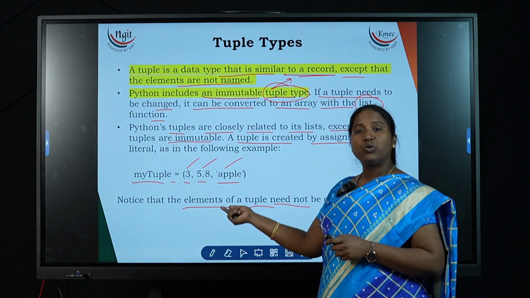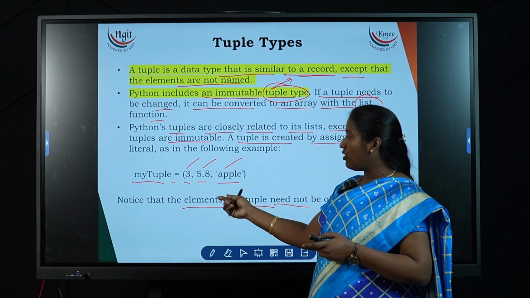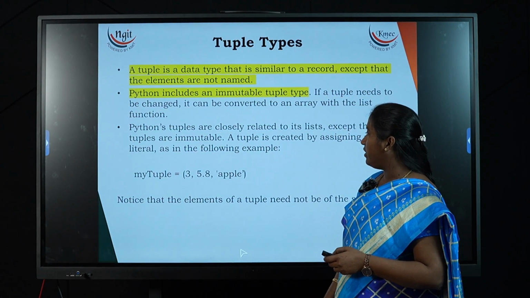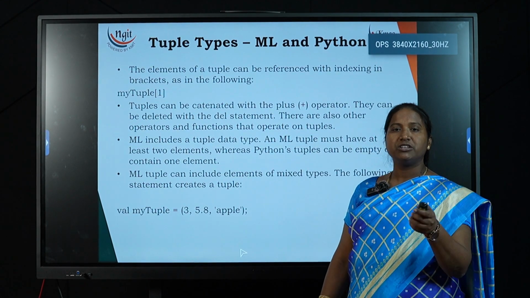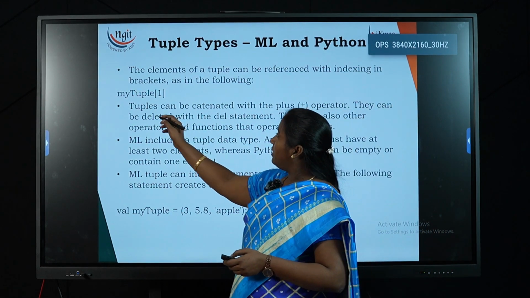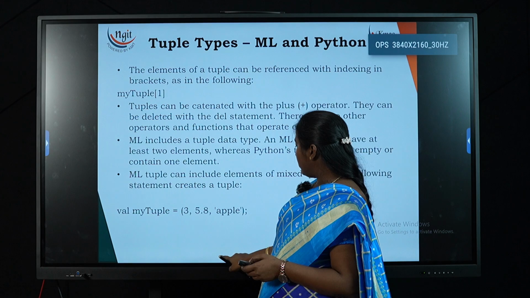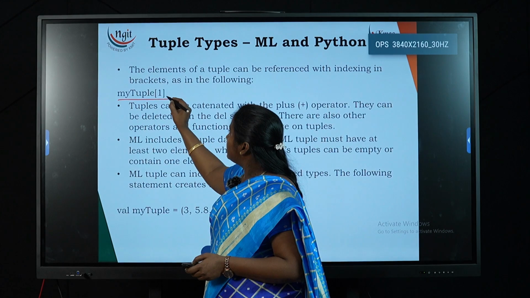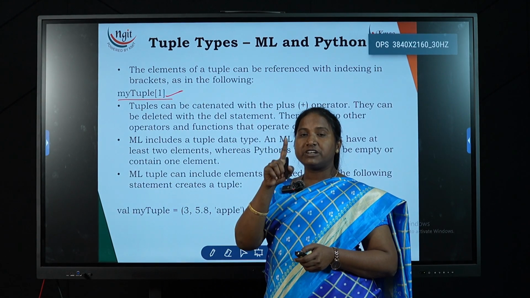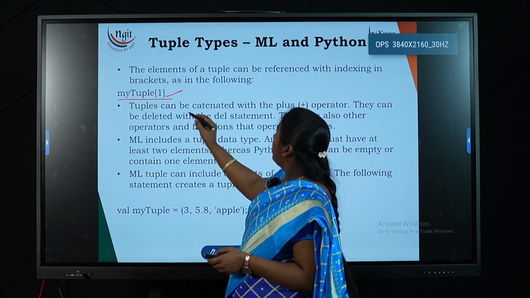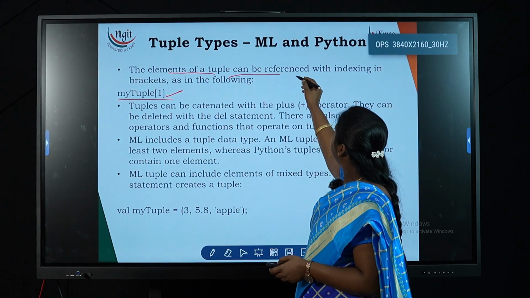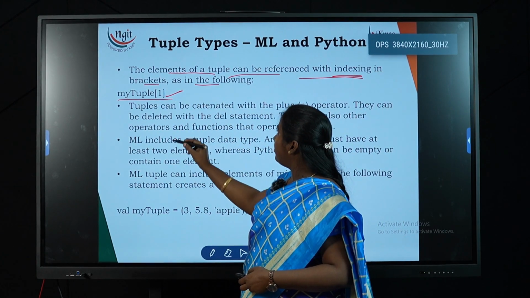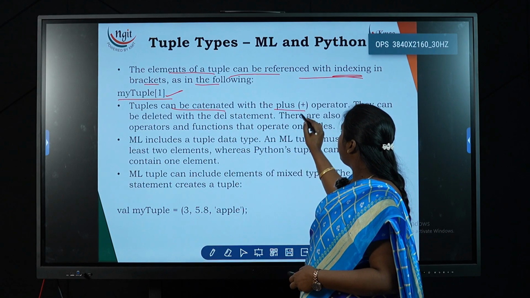Now the point is how to access them. It is okay that we are defining all the values in a tuple, but how do we access these things? Let's see how we access those elements once they are in the tuple. This is my tuple. Now I wrote a syntax to access the first element, which is myTuple[1]. The elements of a tuple can be referenced with indexing in brackets, as I have specified. Tuples can be concatenated with the plus operator.